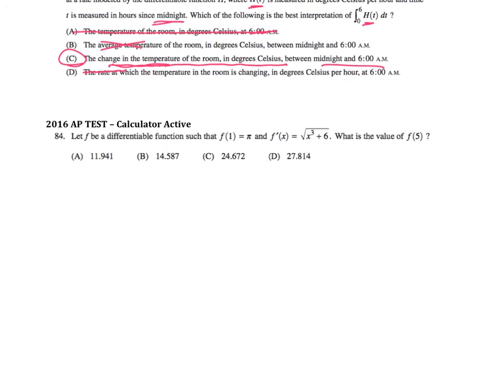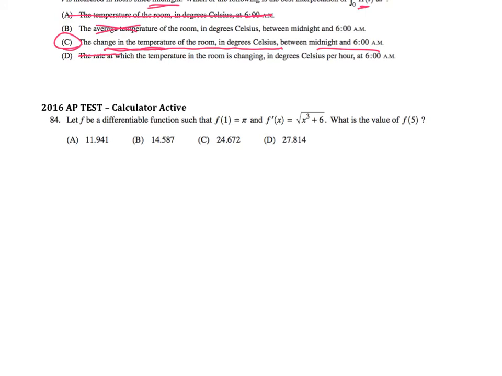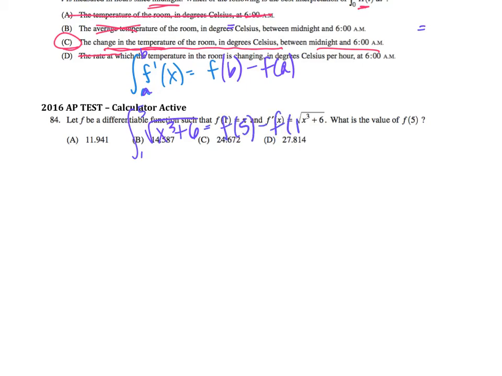All right, 84 is going to be that fundamental theorem of calculus. So in 84, don't forget, if you integrate an f prime, we're left with a function. And if I integrated an f prime from, say, a to b, we'd be left with f of b minus f of a. So in this case, my f prime is root x cubed plus 6. We're going to integrate that from 1 to 5. And that would equal f of 5 minus f of 1.